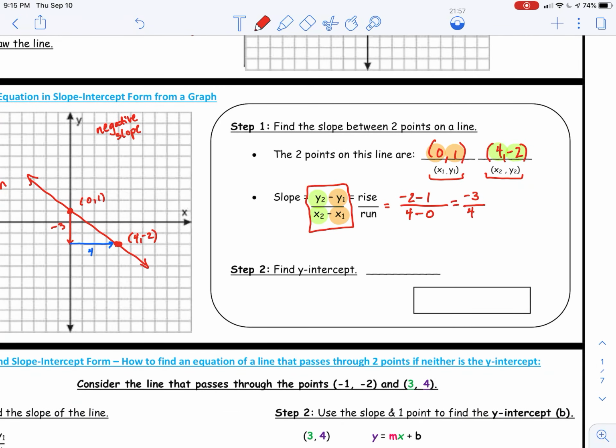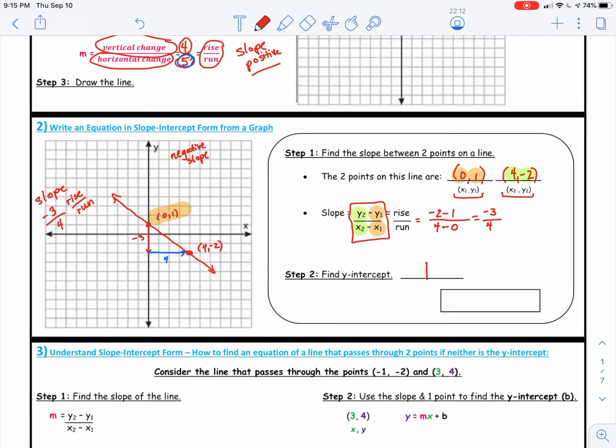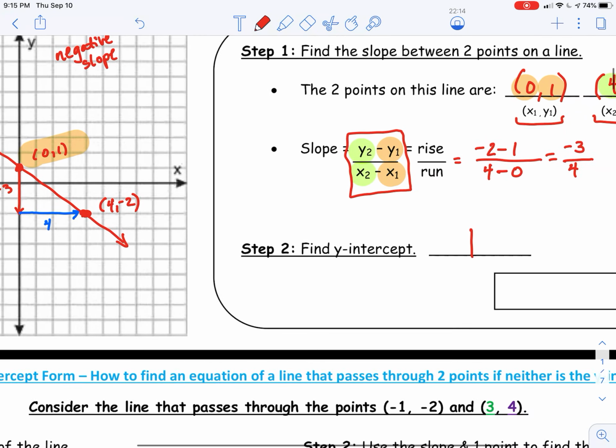Okay, so now we successfully figured out our slope. Now we want to find the y-intercept, and we see that it's already there on the graph. The y-intercept was right over here at 0, 1. And remember, the y-intercept is the y value of that set of points. So it's the 1 that's in that set of points.